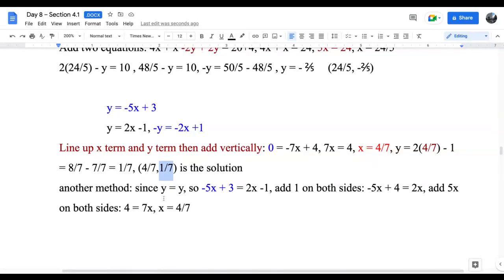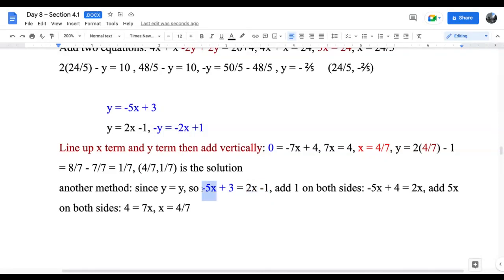Or we can use the substitution method, right? Because y is solved, we can use the substitution method. So we can substitute this y with this negative 5x plus 3. Then we'll have negative 5x plus 3 equals 2x minus 1.